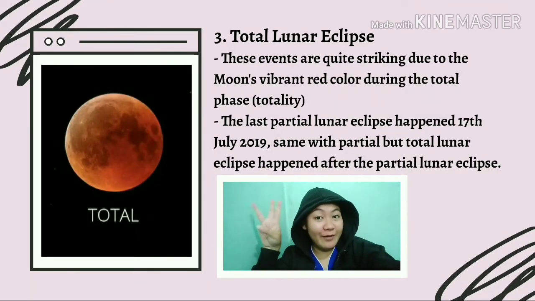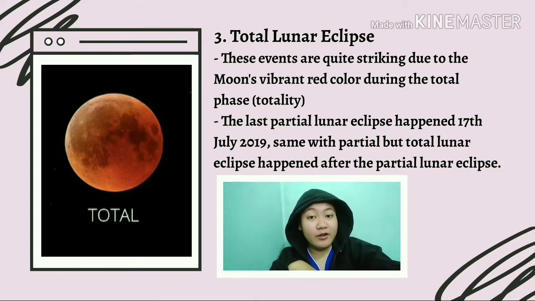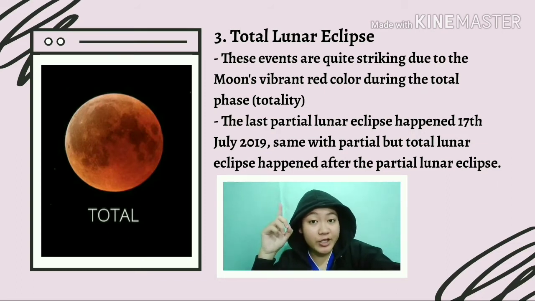And the last one, number 3, is the total lunar eclipse. These events are quite tricky due to the moon's vibrant red color during the total phase. And the last total lunar eclipse, sorry, I made a mistake in my presentation. The last total lunar eclipse happened on 17th of July 2019. Same with the partial one, but the total lunar eclipse always comes after the partial one is over. So it's kind of like a cycle. Like after the partial one, there will be the total one.